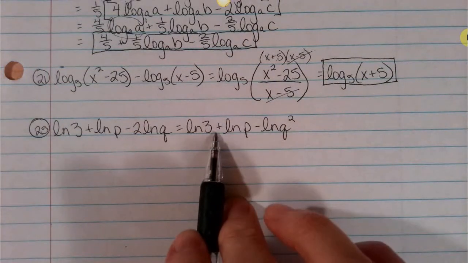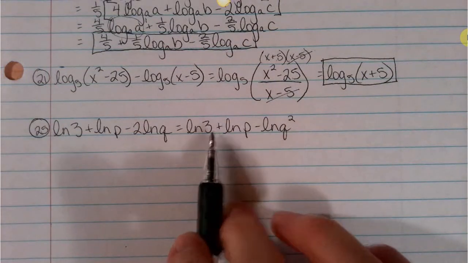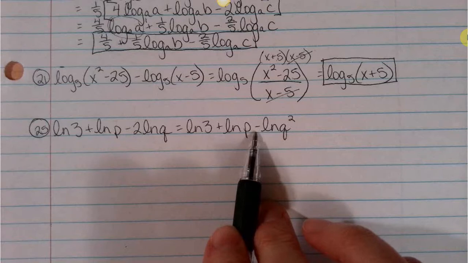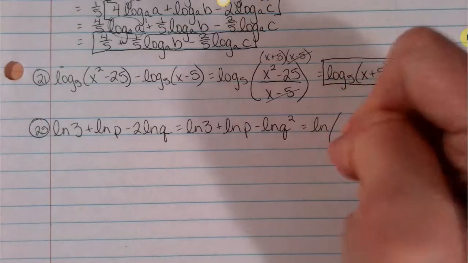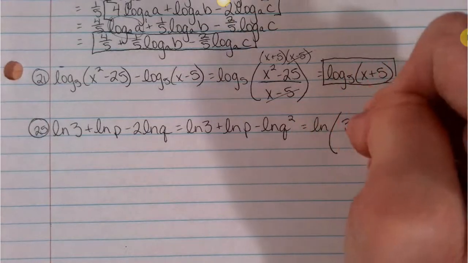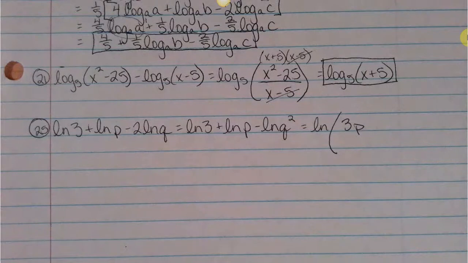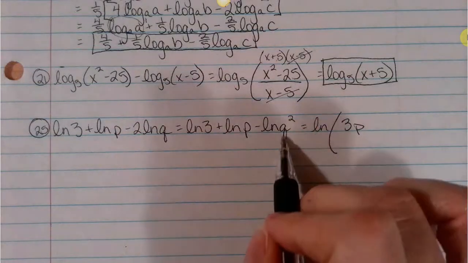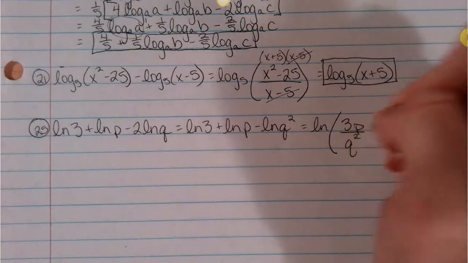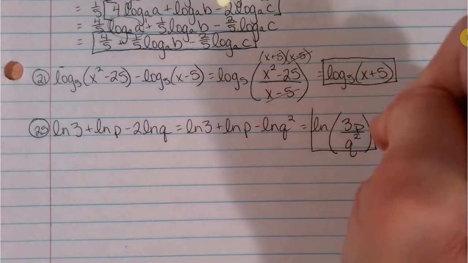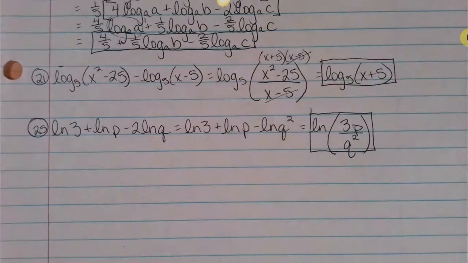And then an addition of logs we can turn into a multiplication, and a subtraction of logs we can turn into a division. So that's going to give us the natural log of, we'll have the 3 and the p multiplied together in the numerator, and then the q squared, since it comes after a subtraction, is going to go in the denominator. So we have the natural log of 3p over q squared.